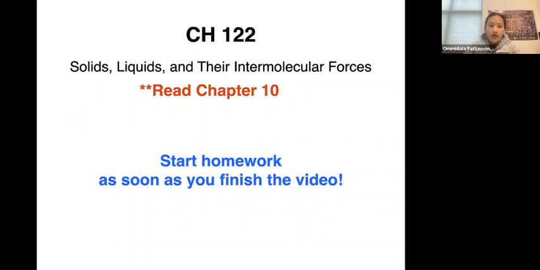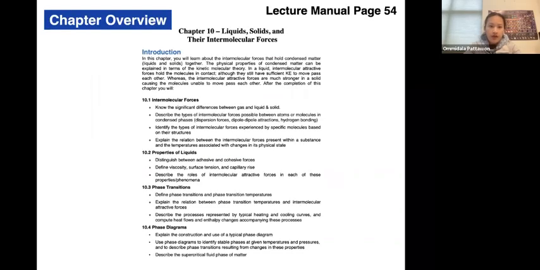Hi everyone, in chapter 10, we are going to cover solids, liquids, and their intermolecular forces. The overview for this chapter includes the first lecture, which is intermolecular forces, and then I'm going to go over properties of liquids and also phase transitions, and then we are going to finish up with the phase diagram. Here is the overview and the learning outcome for chapter 10.